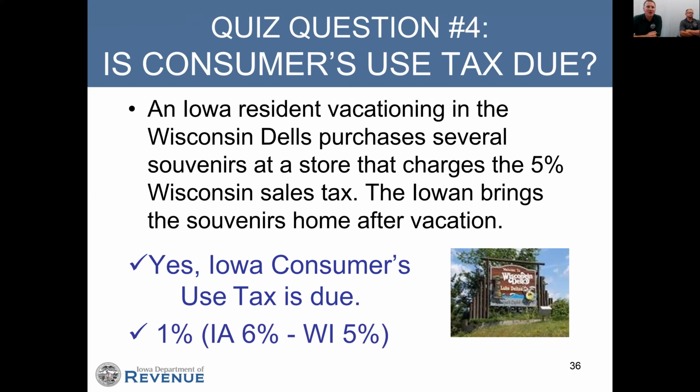Another situation that we always get around Christmas time, we get a lot of people that go shopping. They go on the bus trips to the Mall of America in Minnesota. And as far as I still understand, in Minnesota, clothing is not subject to sales tax. So when people do their shopping up in Minnesota at the Mall of America, they do not pay any tax to the state of Minnesota. So when they're coming back to Iowa, they're going to owe Iowa consumers use tax of 6% on their purchases. So something to be aware of, something to think of.